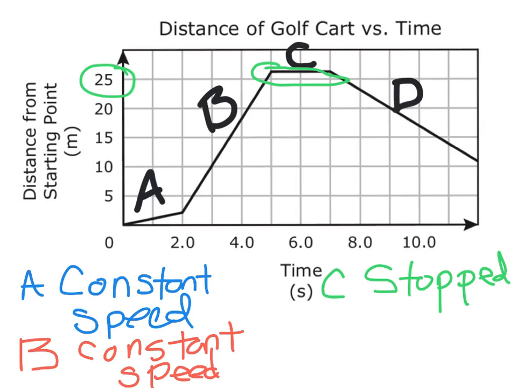On part D of the motion graph, we can see that the object is now starting to travel back down towards 0. 0 is our starting place, meaning we are now traveling backwards, but we're going at a constant speed.